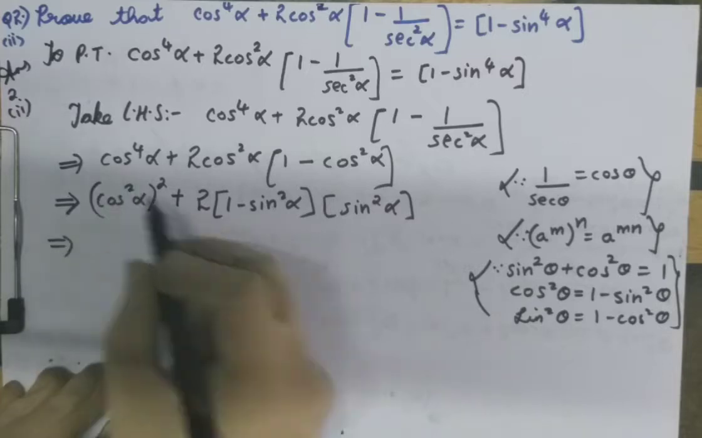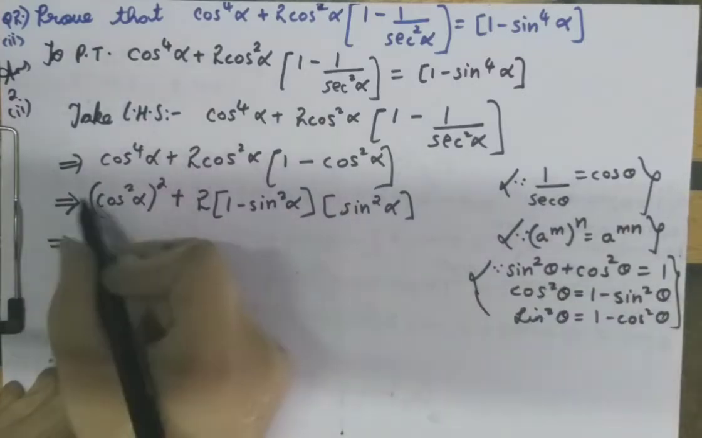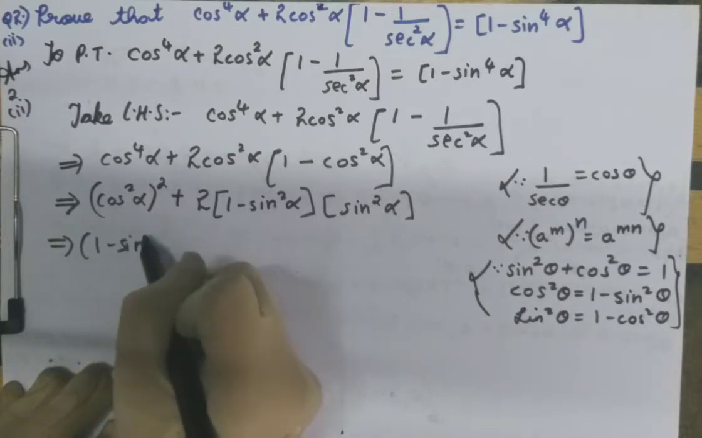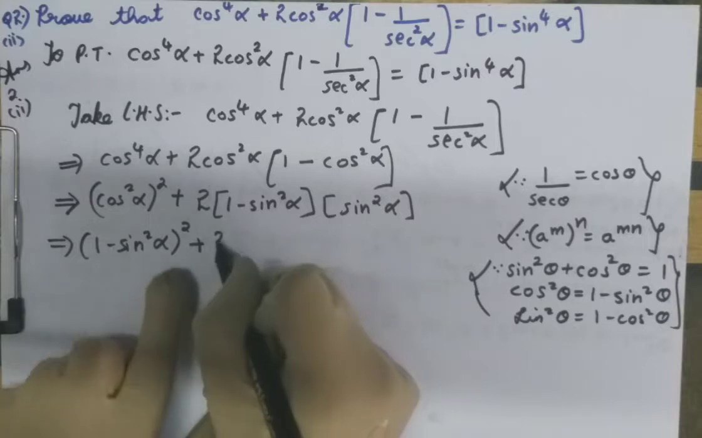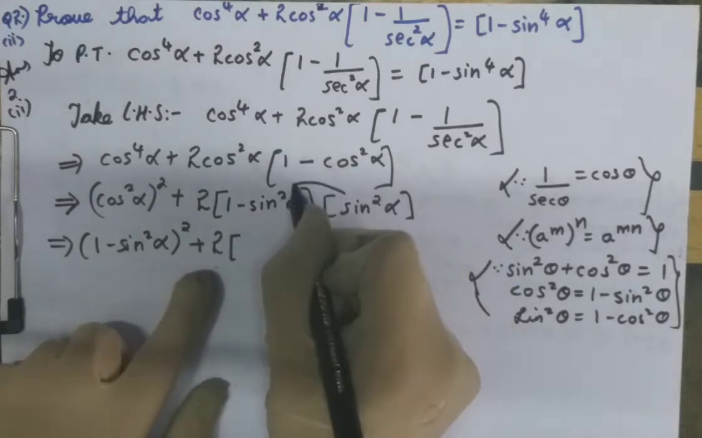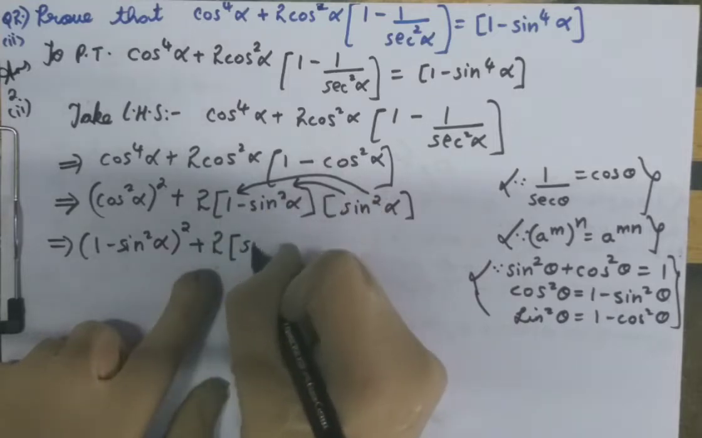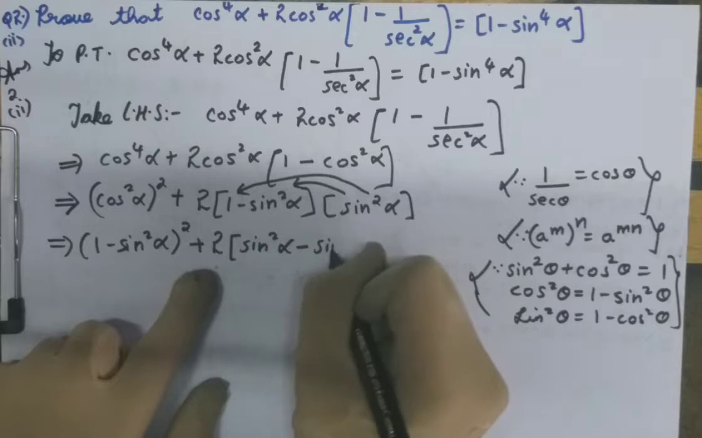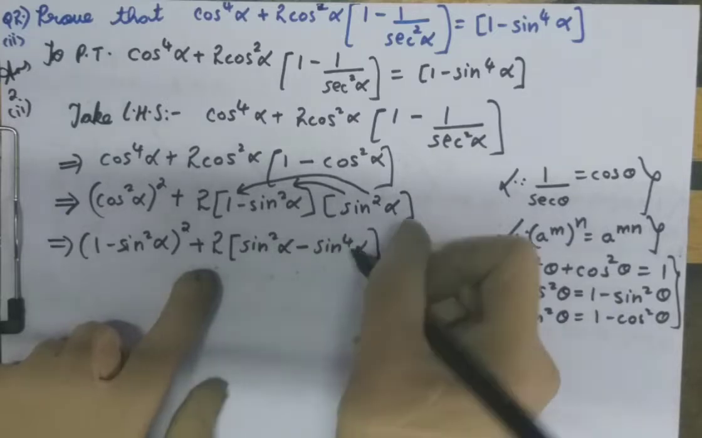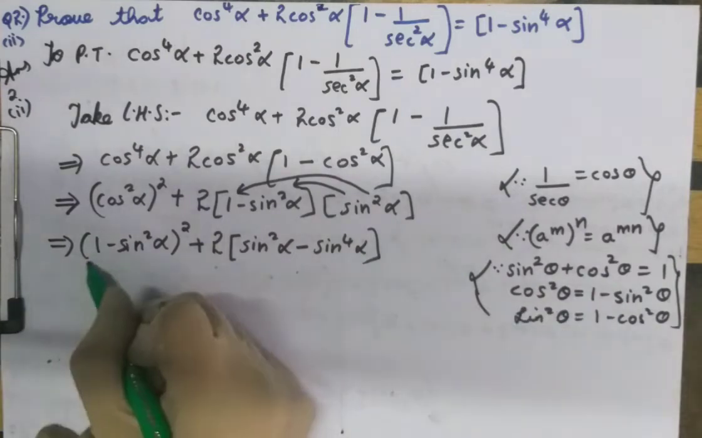Now, we know what is cos square alpha? 1 minus sin square alpha. So, in place of cos square alpha, I'll write 1 minus sine square alpha whole square plus, here what we can do, 2 into, we'll multiply this with both, because here we have into, right? Sine square alpha into 1 is sine square alpha minus sine square alpha into sine square alpha is sine power 4 alpha. Now if you observe, this is in the form of a minus b whole square.